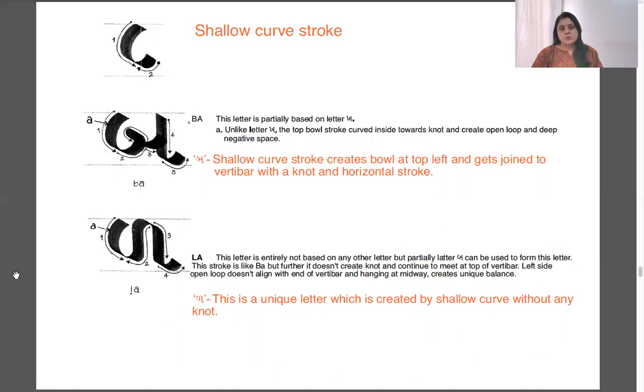Now these are shallow cow strokes. The shallow cow stroke creates a ball at top left and gets joined to the vertebra here with a knot and horizontal stroke. Now this is letter R. This is a unique letter which is created by a shallow cow without any knot.